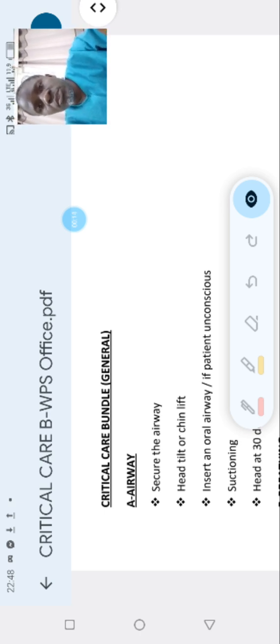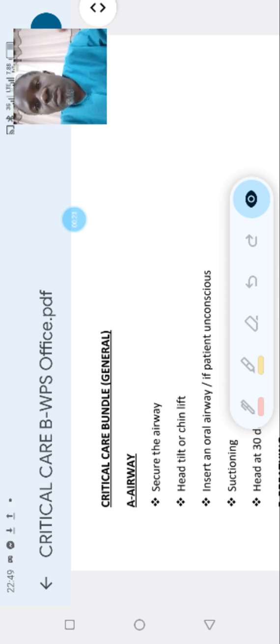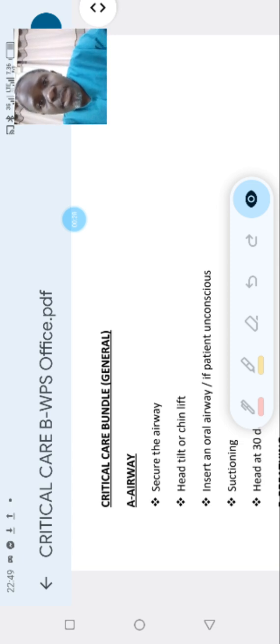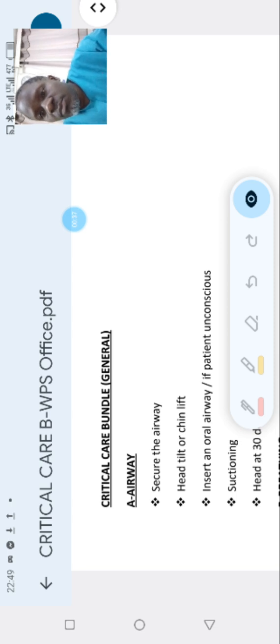Sometimes it's also used in general nursing, where you write about resuscitation or emergency cases. So you might have a question about an emergency, and then you can use the critical care bundle, where you write the ABC or the CAB to resuscitate a patient. Just something quickly that we want to look at is what we call the critical care bundle. So let's see what we have under the critical care bundle.